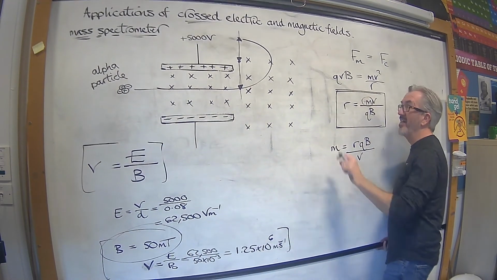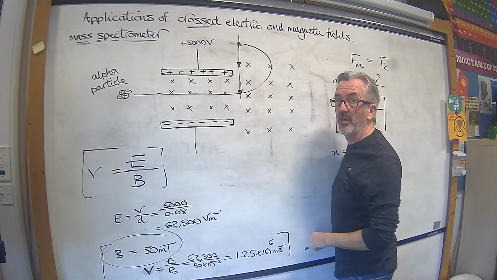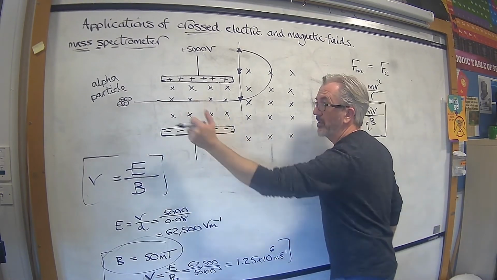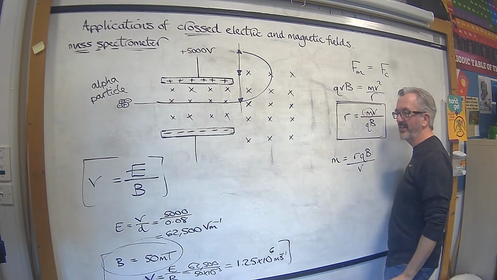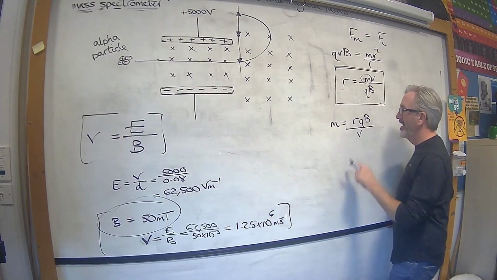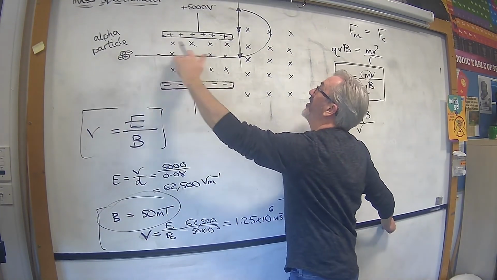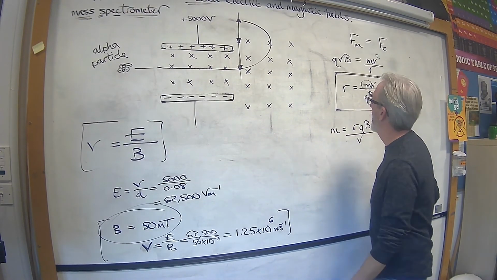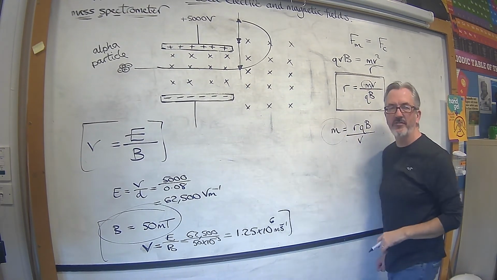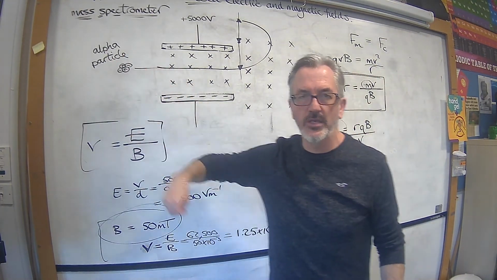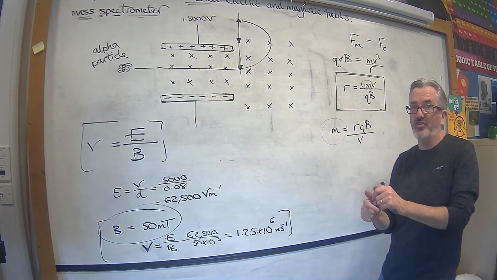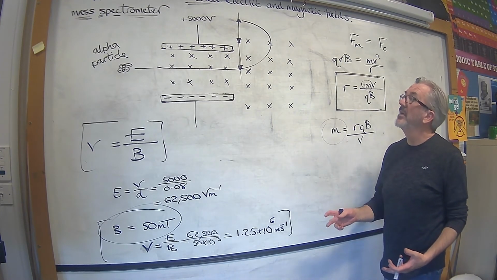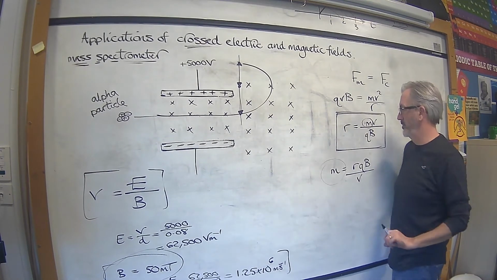And if you know the radius of its circular path, you know the charge on the alpha particle. You know the size of the magnetic field, because we chose that. You know how fast it's going, because only one velocity of particle will get through our velocity selector. Then you can determine the mass of that ion, of that helium nucleus, of that charged particle. How does it separate masses out if the masses are different?